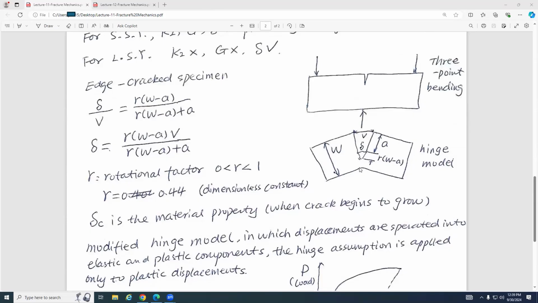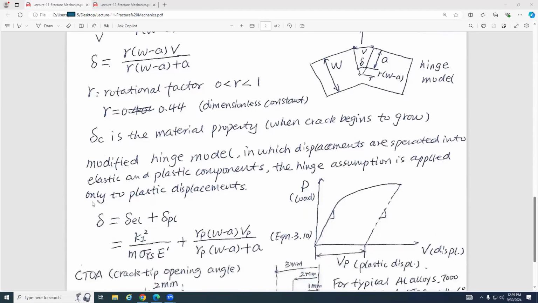So this model is called a hinge model. We just think here is a hinge. That's the reason this model is called a hinge model. And then we can modify the hinge model. Why can we modify the hinge model? Because now we have plasticity.